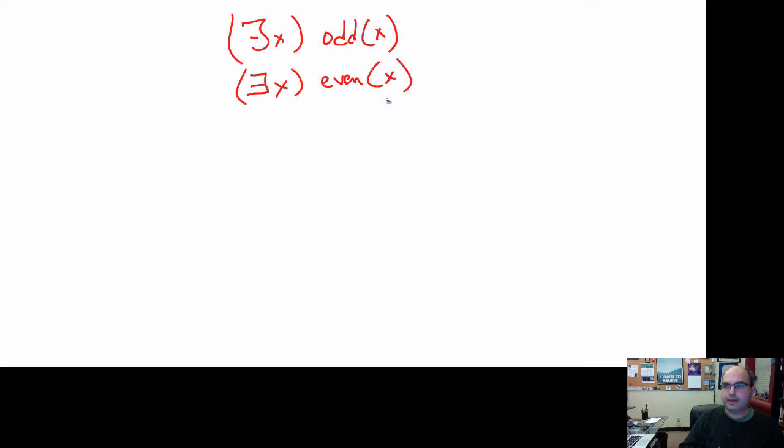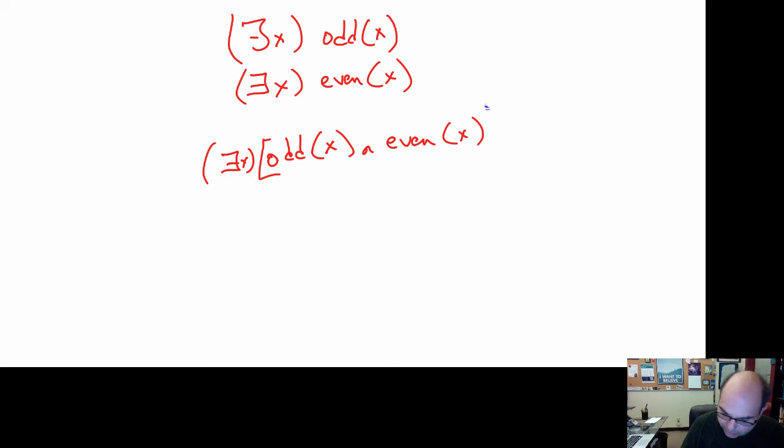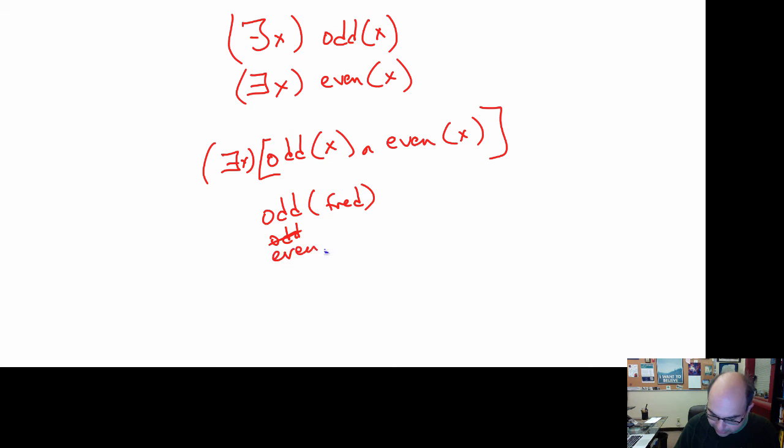Okay. And now what I'd like to do is to show that I'm going to prove that there exists an x such that x is odd and even. And the way that I'll do it is as follows. Because there exists an x such that odd x, then I'll say, oh, odd Fred, okay? Because I can simply create a new constant, okay? There exists an x such that even x. So I'm also going to add to my list of theorems the idea that even Fred. Okay. Well, if I have those two theorems, from these, I can definitely get that odd Fred and even Fred.